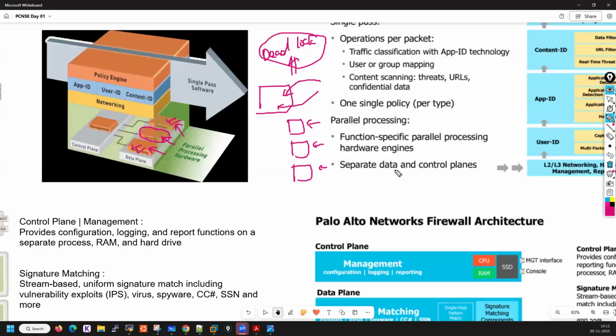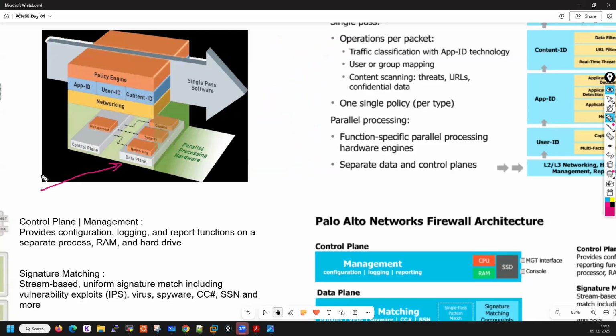Now, one more thing. See, if we have received packets, let's suppose packet number 1, 2, and 3 are on this chip, packet number 4, 5, 6 on this chip, 7, 8, and 9 on this chip. And you can see all those chips are processing the packets at the same time. It looks like they are working in parallel. They are handling the data traffic in parallel. That is known as the parallel processing hardware architecture of your Palo Alto firewall.